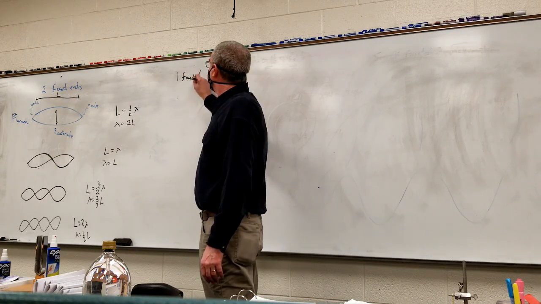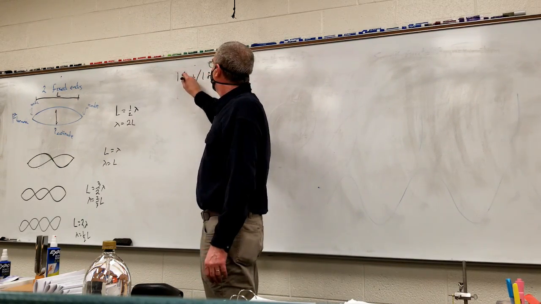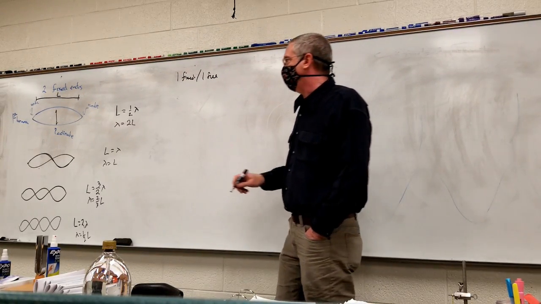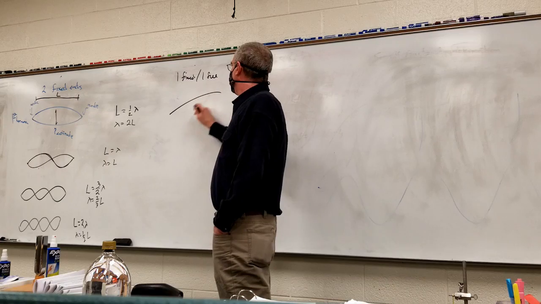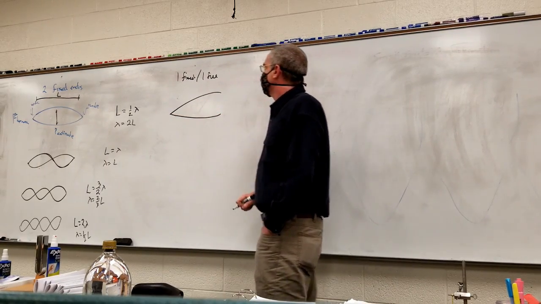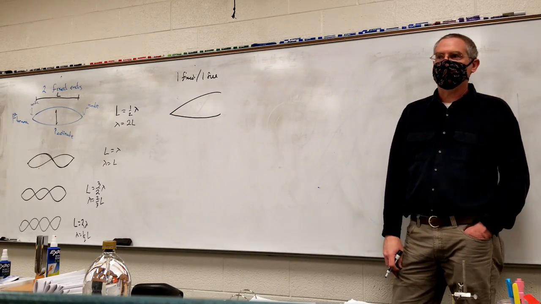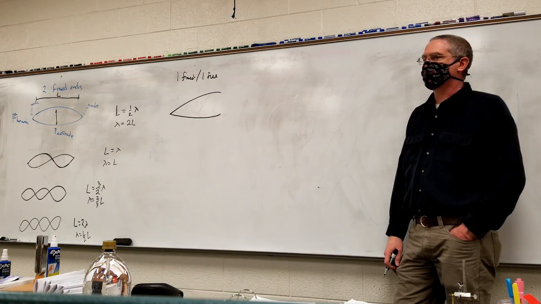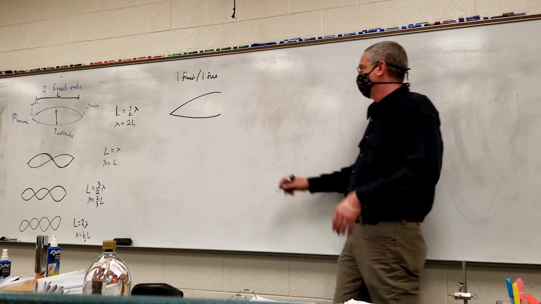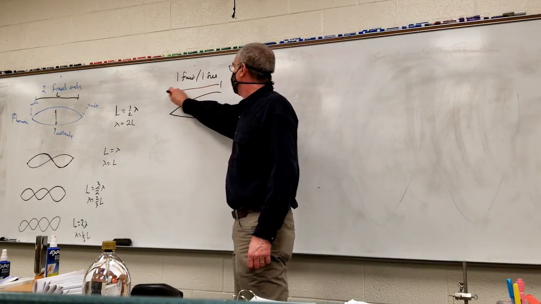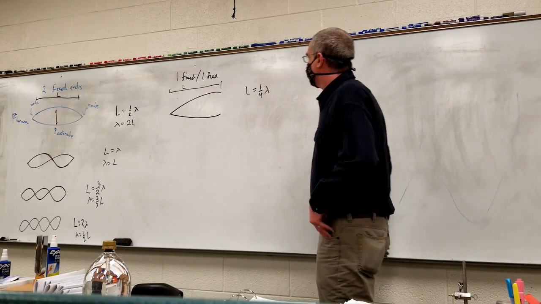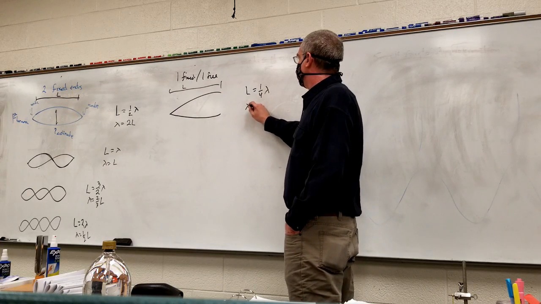One fixed, one free. Fixed end is a node, a free end is an antinode. The simplest one. How many waves is that? So L, at this distance from here to here, is L. This is equal to 1/4 of a wave, or the wavelength is equal to 4 times L.